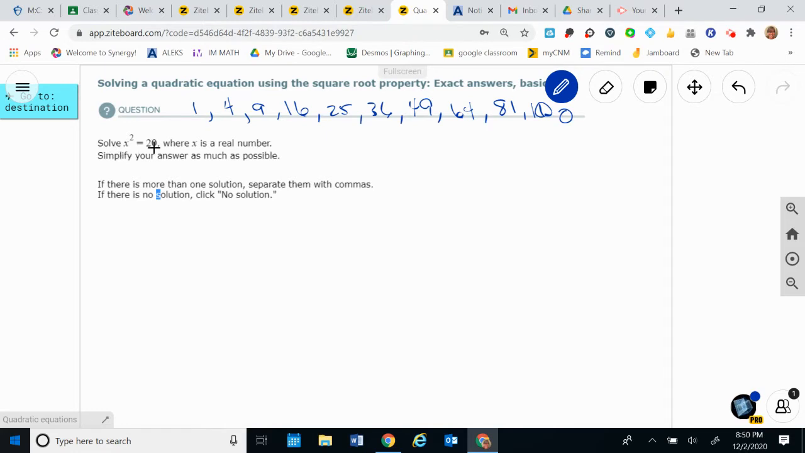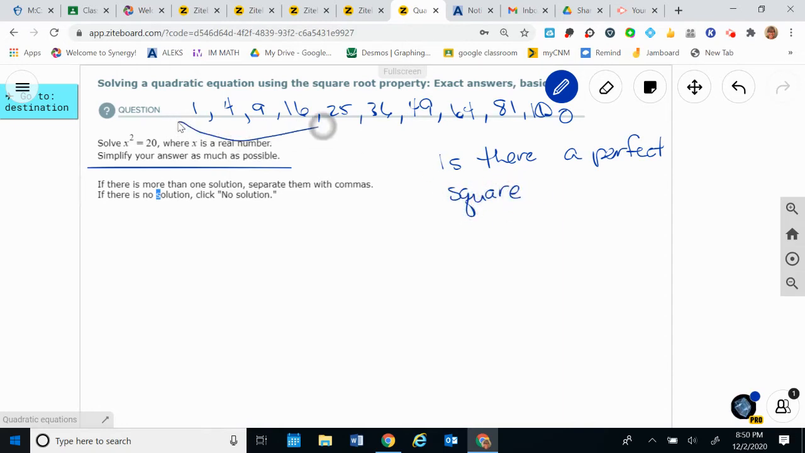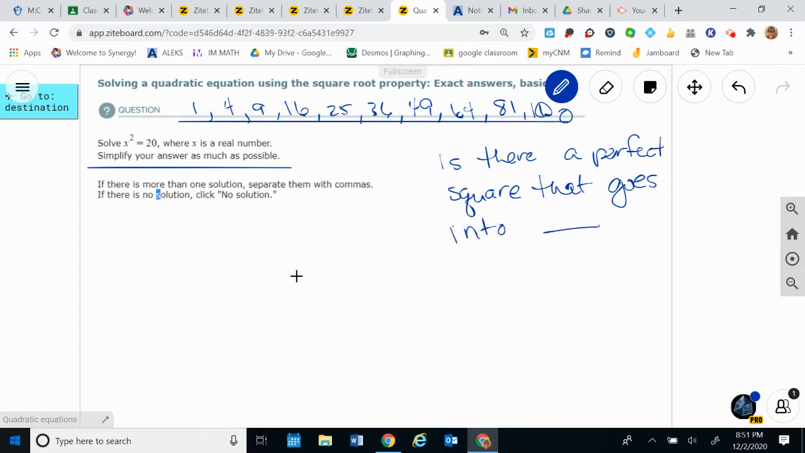When you're simplifying something like this, and it says simplify your answer as much as possible, they do not want you to put this into a calculator. What they want you to do is simplify it as much as you can. So what you have to ask yourself is, is there a perfect square that goes into whatever? These numbers, you guys, are called perfect squares, and they keep going up.